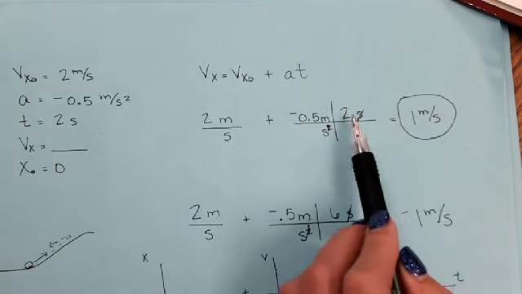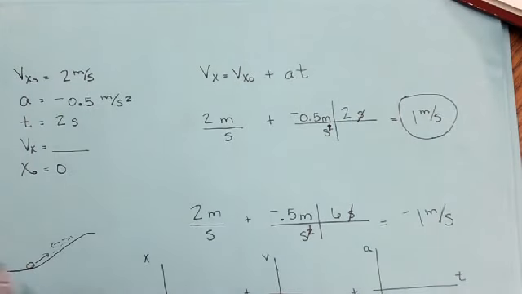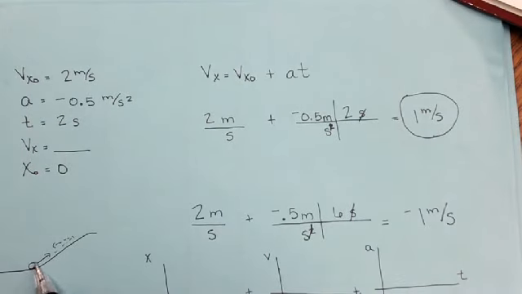So at the end of 2 seconds, this ball starts here, and it's traveling up the hill at 1 meter per second. It is decelerating, so ultimately it's going to at some point either make it to the top of the hill or come to a velocity of 0 and then start heading back down the hill.